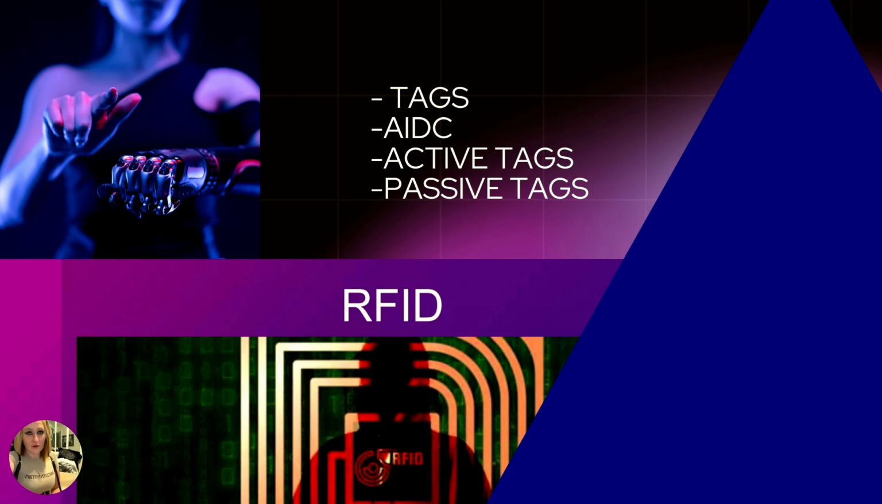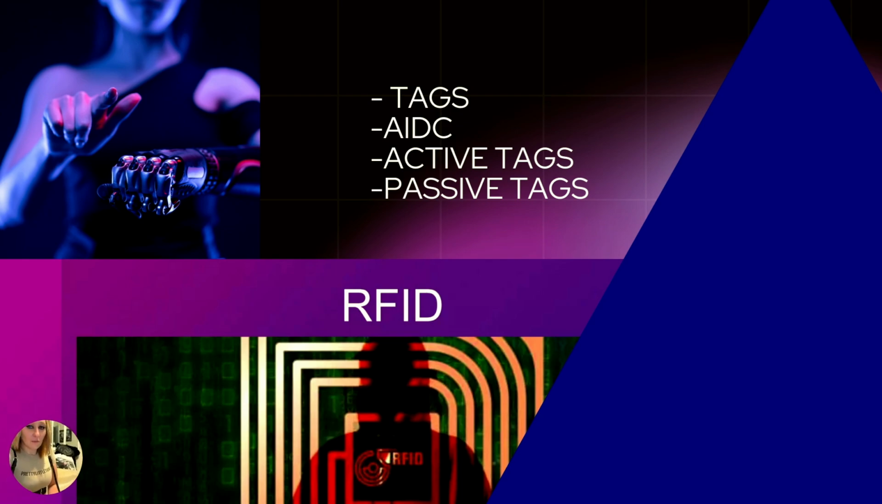AIDC stands for automatic identification and data capture, and RFID is a part of a broader field called AIDC, which is all about automatically identifying objects, collecting data about them, and sending that data into a system, without human involvement. That's what makes RFID so powerful: streamlining processes.